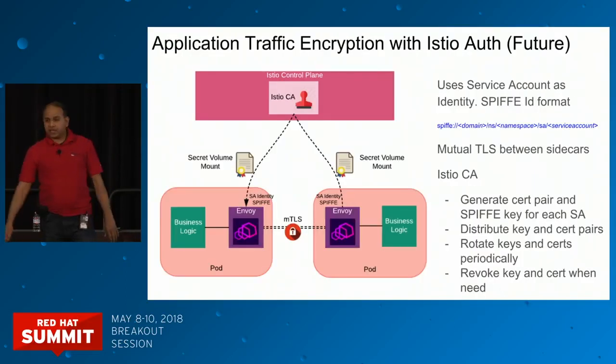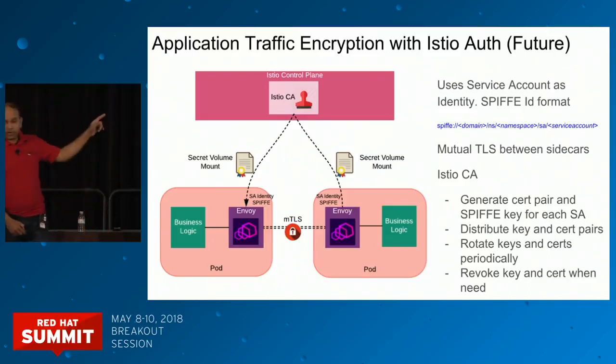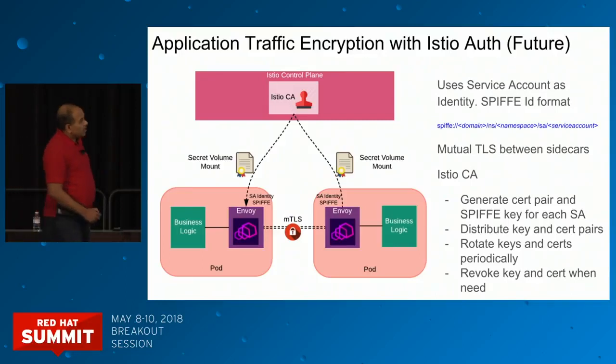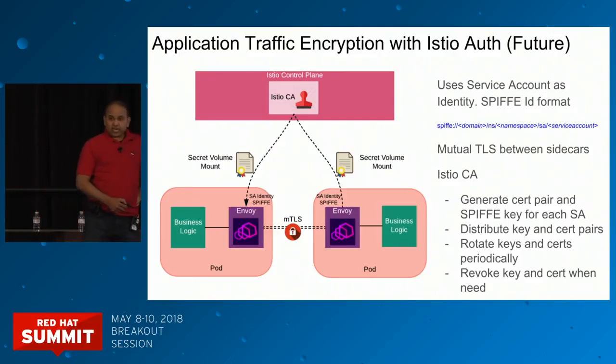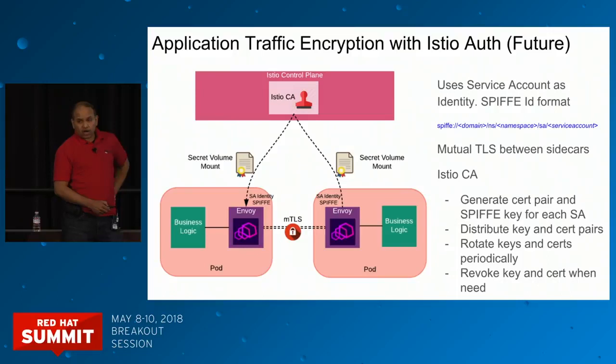But what about the security part, right? From a network security perspective, what can we do? That's the third component, which is Istio CA. The control plane includes Istio Auth, which has a certification authority.